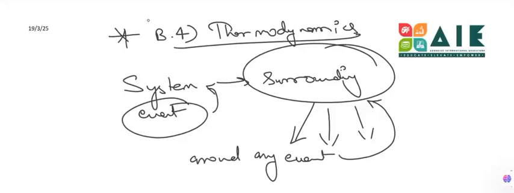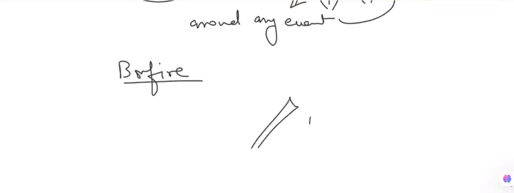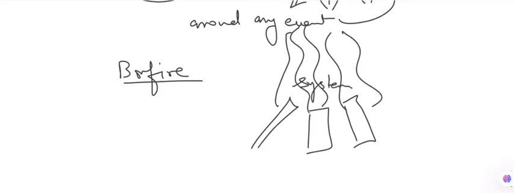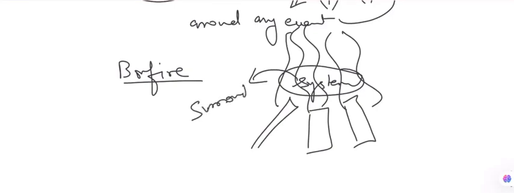Understood? Yes, ma'am. Like example, bonfire. If I take the example of bonfire, here are the sticks which have been placed, and here is the fire which is coming up. So this is my system, and how it exchanges heat with the surrounding, when we study that, it will be calculated as thermodynamics. Understood? Yes, ma'am.